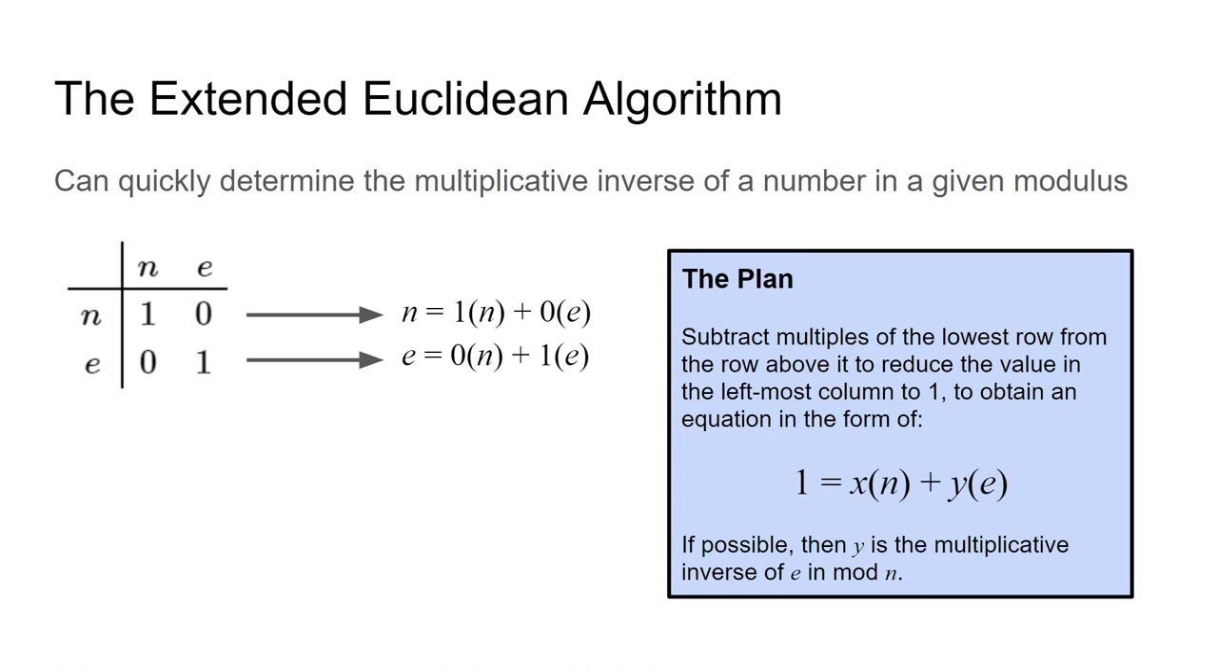So in the table, that would look like 1 in that first column with the numbers x and then y in the same row. If we can do that, then it turns out that that value in the table for y ends up being the multiplicative inverse for e in the modulus of n. This is all kind of hard to wrap our heads around with these kind of variables in place. Let's work through an example that uses real numbers.